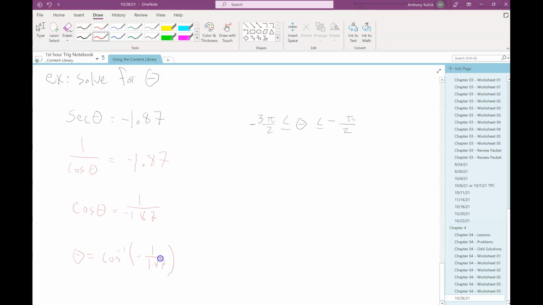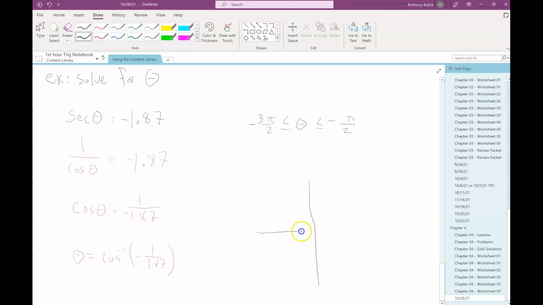Is everybody okay with how to get around the secant part? And if it was cosecant or cotangent, same idea, right? It's a different reciprocal, but same process. All right.